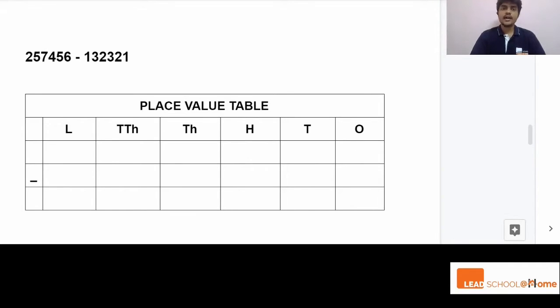Alright, now that you have understood how to do the subtraction of large numbers, let us do one question for practice. The question that you have is 2,57,456 minus 1,32,321. You will take exactly 2 minutes to complete this question. Your time starts now. Please open your notebooks and finish this question in 2 minutes.